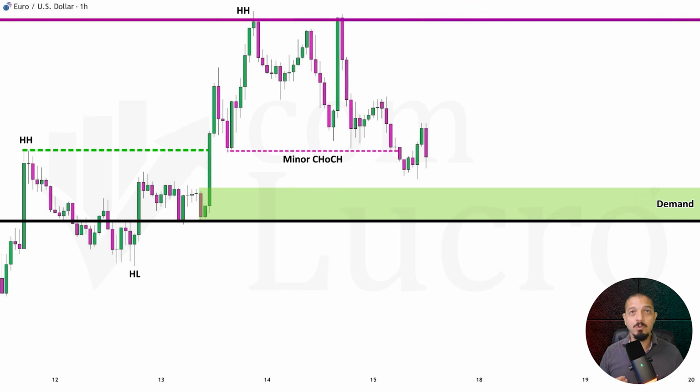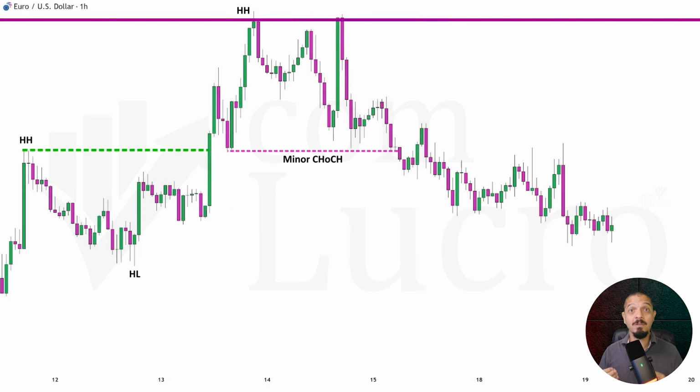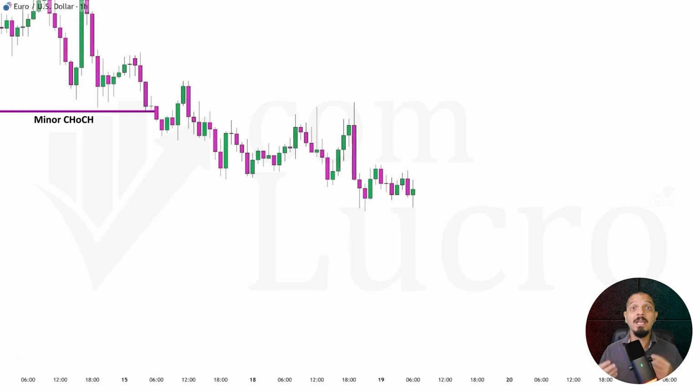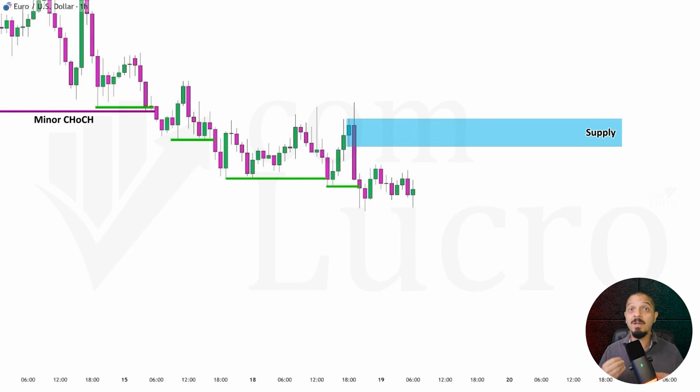Let us now move the chart forward to see how price unfolds. After several attempts, price eventually breaks below the demand zone. This confirms that supply has taken control, and both the 4-hour and 1-hour structures are now bearish. As a result, we can focus on short setups. We mark the recent breakouts and identify the relevant supply zones.